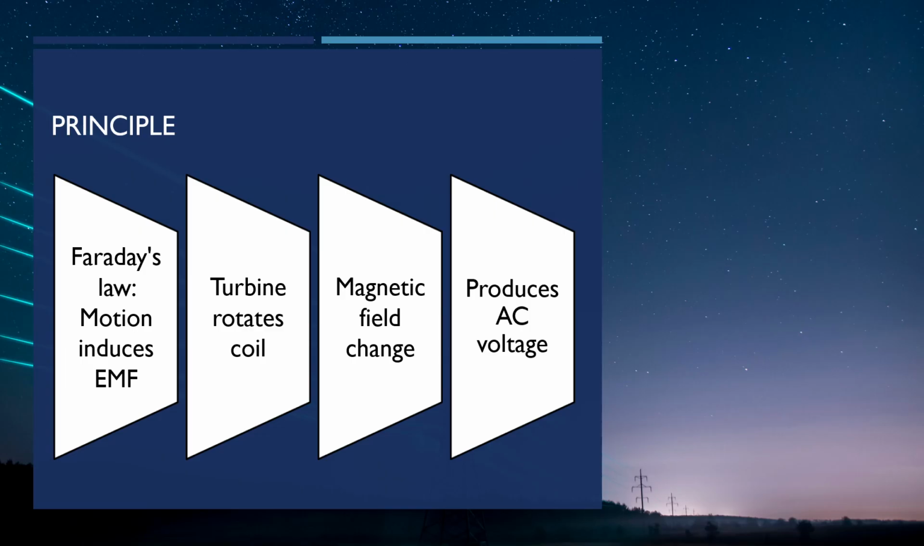Simply put, this law states that if you move an electrical conductor, like a wire coil, through a magnetic field or move a magnetic field around the conductor, an electromotive force, EMF, is induced across the conductor. In a power plant, the process is straightforward.